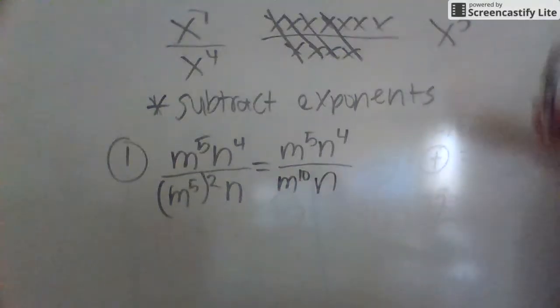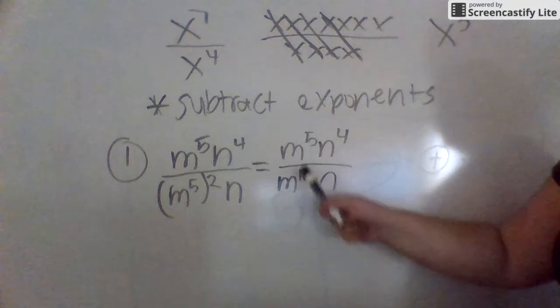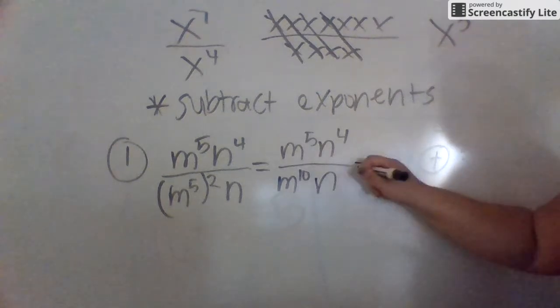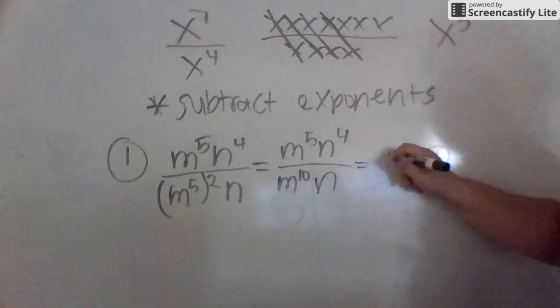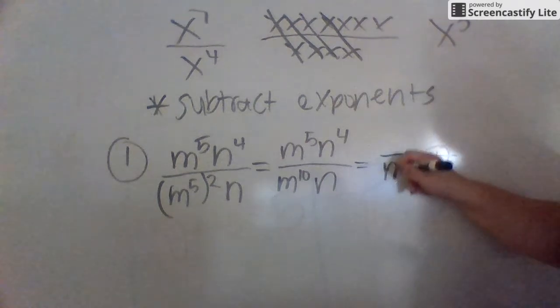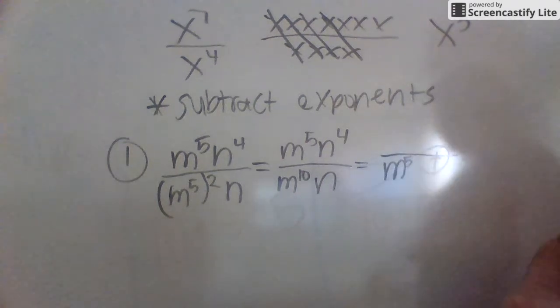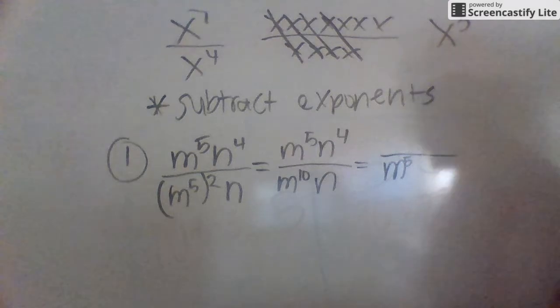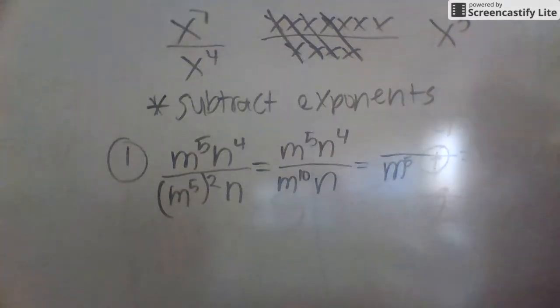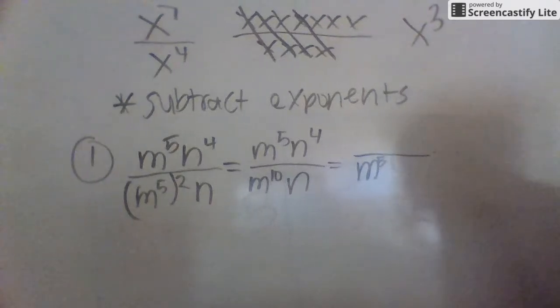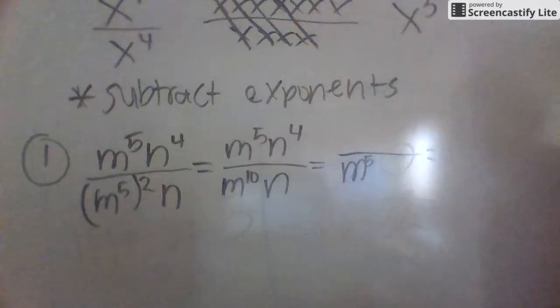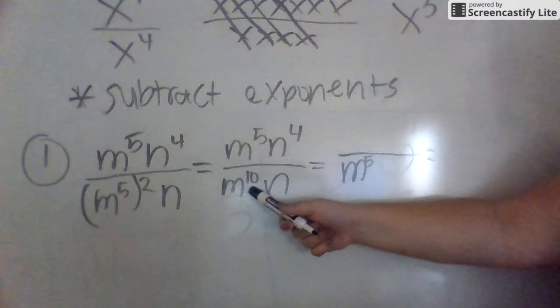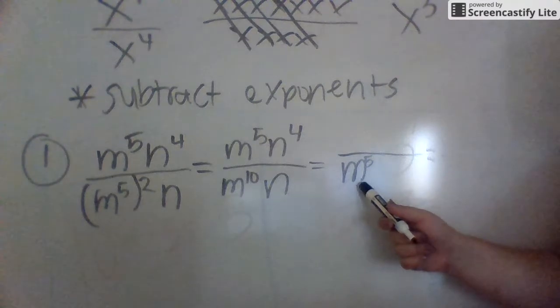Now we'll be able to use the quotient of powers property. 5 minus 10 is negative 5. We know our negative exponent needs to go on the bottom to make it positive. So really, you can just think wherever, can you see? Wherever the bigger exponent is, that's where your answer needs to go.